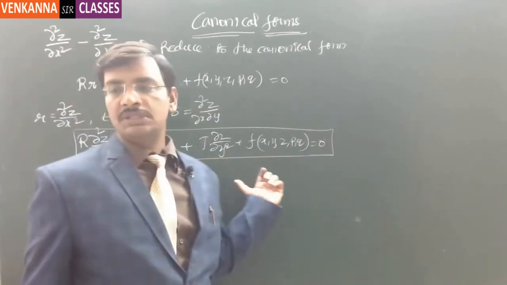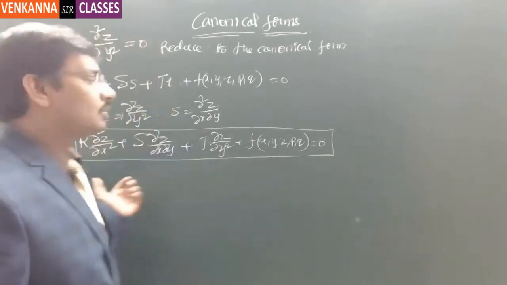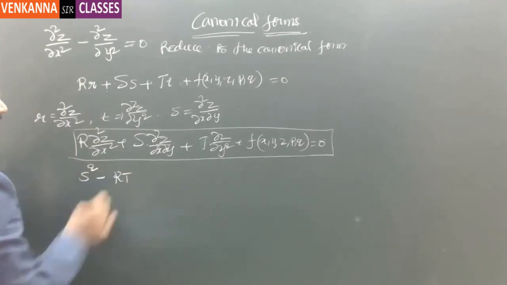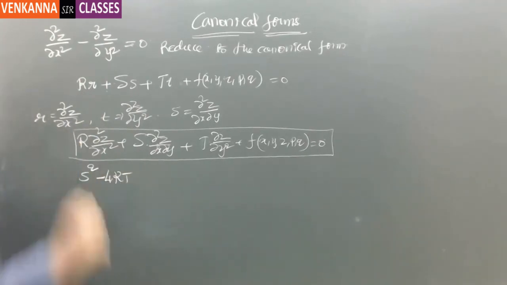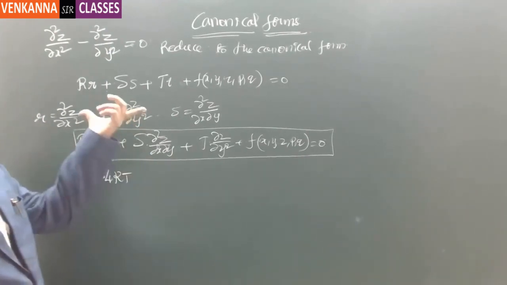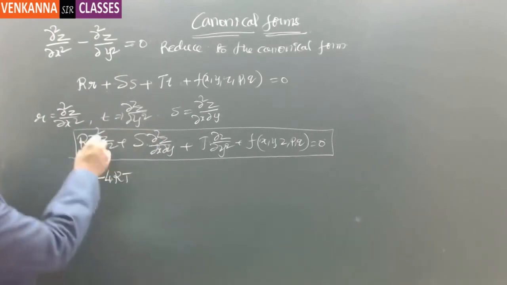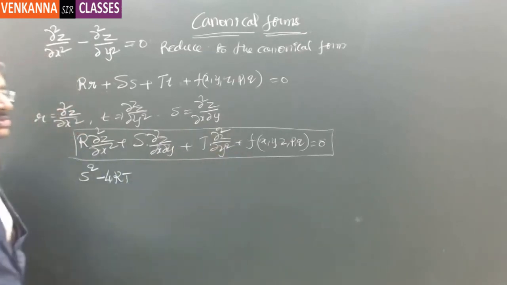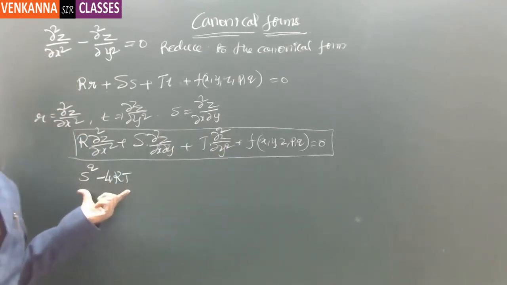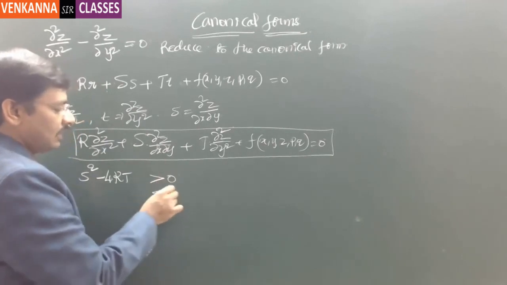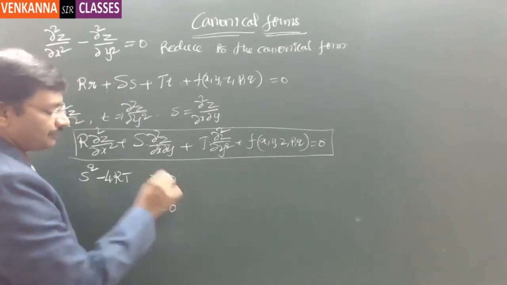Now if you want to reduce this to the canonical format, you need to write s square minus 4rt. This is as if b square minus 4ac, like in a quadratic equation. So this is the discriminant part. This discriminant may be greater than 0, less than 0, or equal to 0.